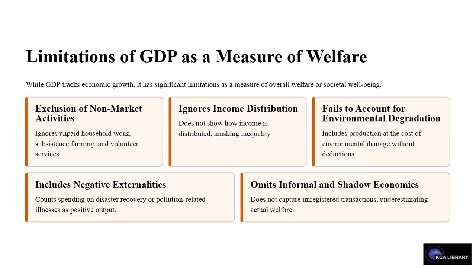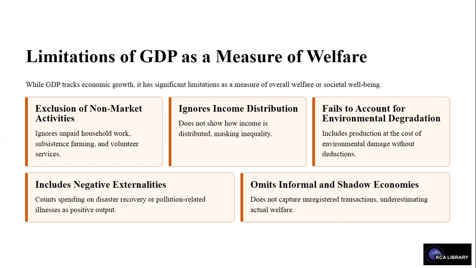What are the limitations of GDP as a measure of welfare? While it tracks economic growth, it has significant limitations as a measure of overall welfare or societal well-being, and these include the exclusion of non-market activities, that is, it ignores unpaid household work, subsistence farming and volunteer services. Also it ignores income distribution, that is, it does not show how income is distributed, masking inequality. Also, it fails to account for environmental degradation, and this includes production at the cost of environmental damage without deduction. It also includes negative externalities. It counts spending on disaster recovery or pollution-related illnesses as output.